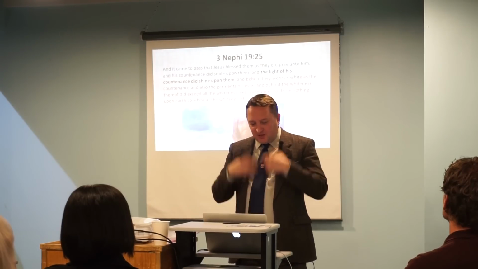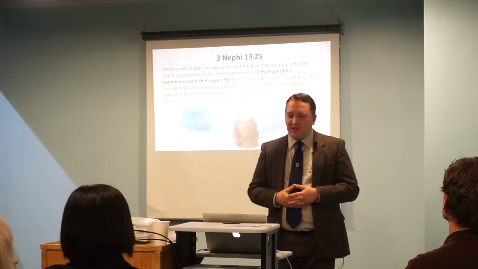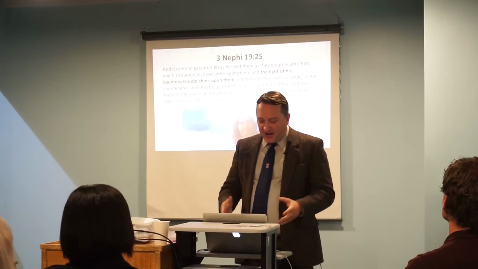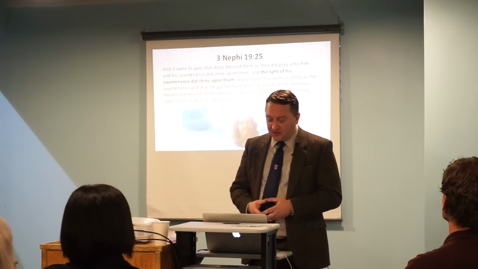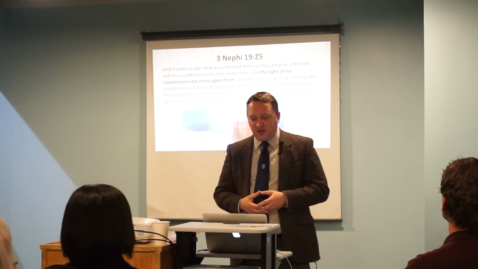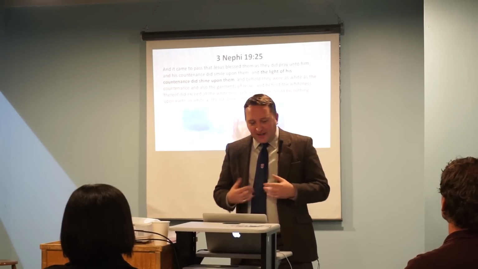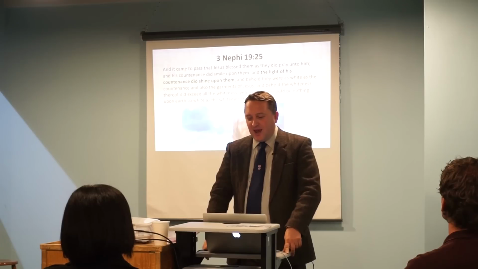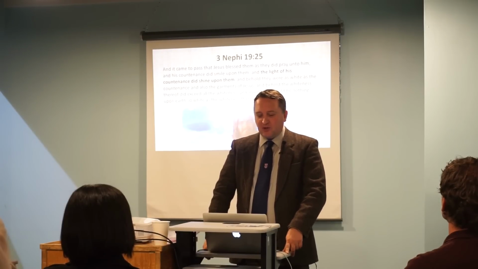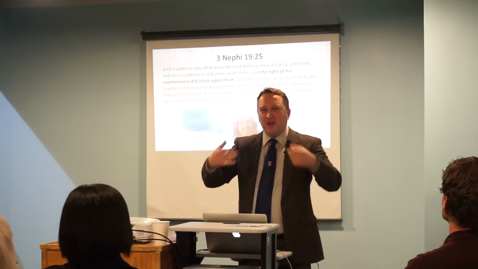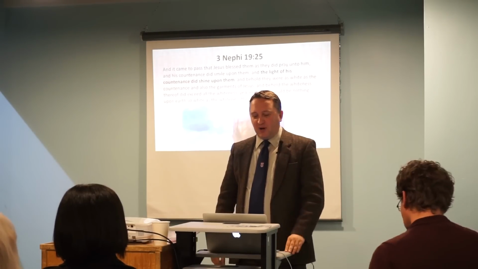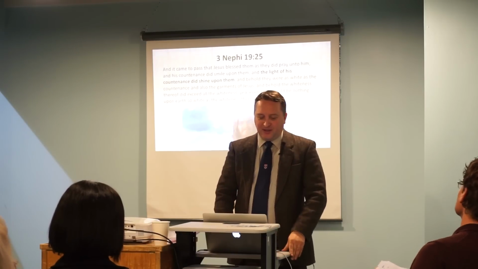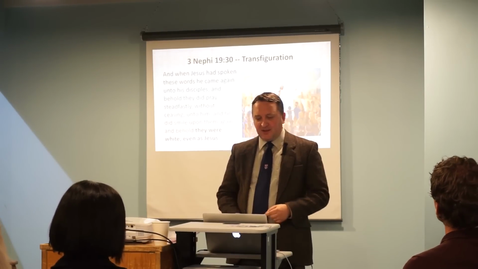"And his countenance," his face, "did smile upon them, and the light of his countenance did shine upon them. And behold, they were as white as the countenance and also the garments of Jesus." So they've undergone some kind of transfiguration here as well. "And behold, the whiteness thereof did exceed all the whiteness, yea, even there could be nothing upon earth so white as the whiteness thereof." Okay, so Jesus, he smiles upon them, his face is shining, he's like gloriously white, and the people are transfigured so that they now look like Jesus in that extent.